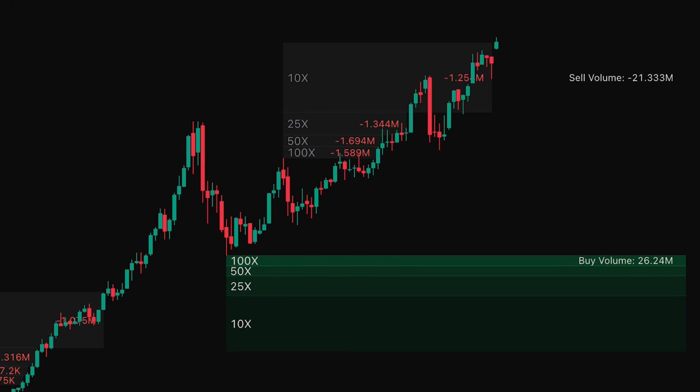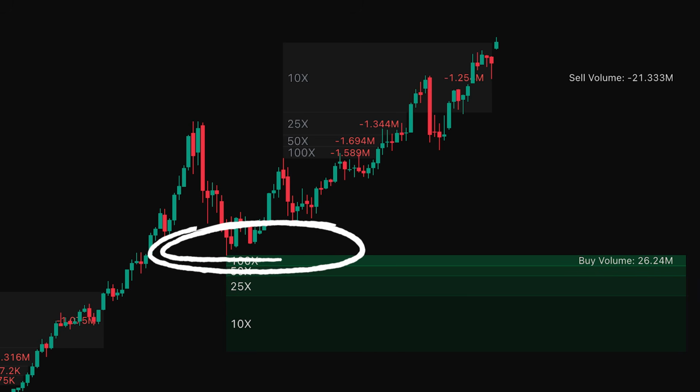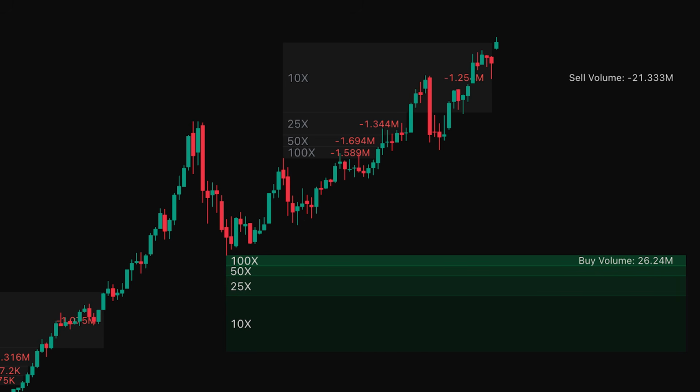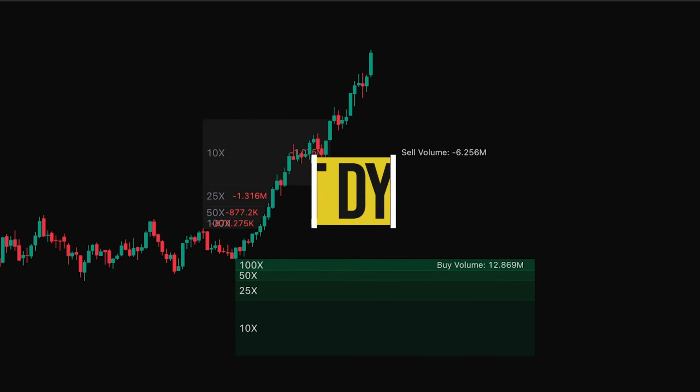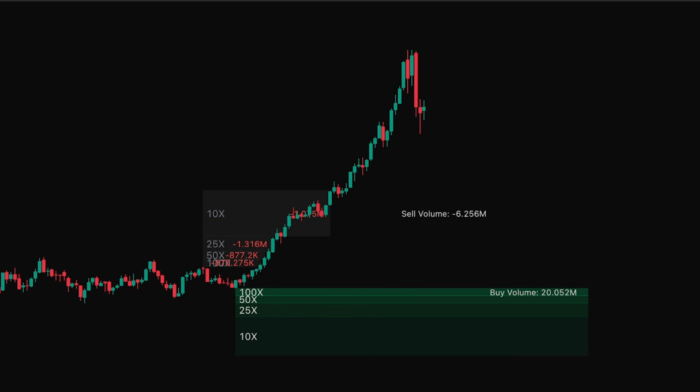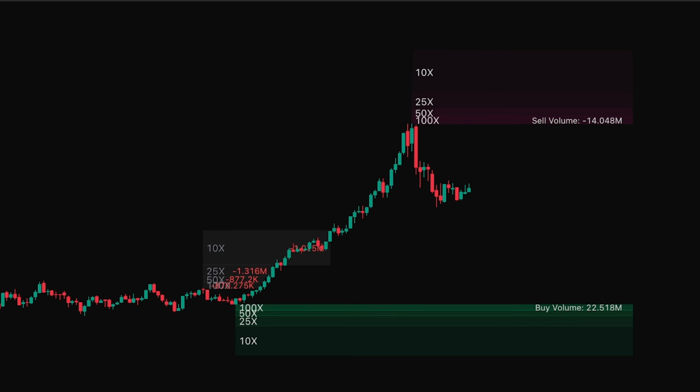It solves the problem of blind entries and exits by showing you where the market might sweep for liquidity, helping you avoid getting caught in fakeouts or using those zones for better risk management. Traders love it because it adds a layer of insight into market dynamics, especially in volatile assets like crypto or futures, making your trades more precise without overcomplicating things.